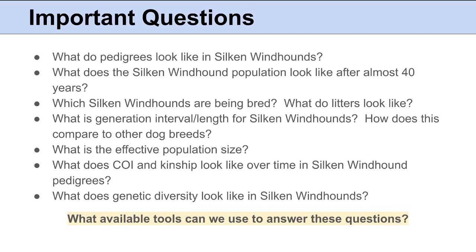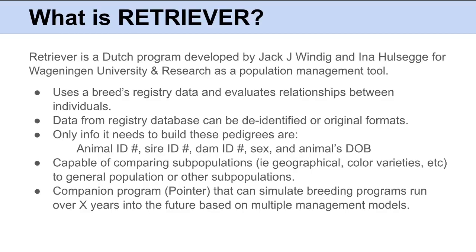Retriever and PopRep. Retriever is a Dutch program, and it functions as a population management tool. It uses a breed's registry data and evaluates relationships between individuals. Data from the registry database can be de-identified or original formats, and the only info it really needs to build these pedigrees are animal ID, sire ID, dam ID, sex, and animal's date of birth. It's capable of comparing subpopulations, so geographic subpopulations or color varieties or any other subpopulation you could think of, and you can compare them to each other or to the general population.